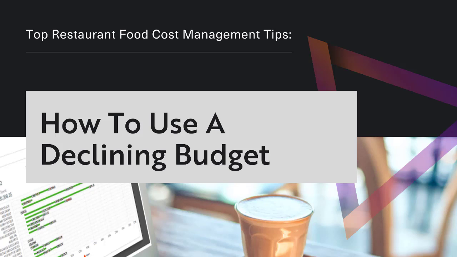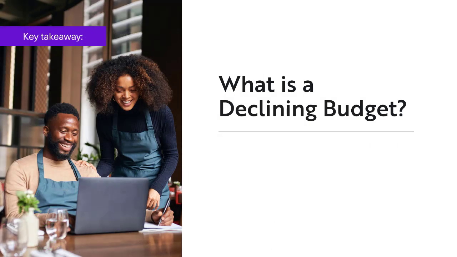Today, we're going to be discussing one of the most important tools in restaurant accounting, and this is going to help you effectively manage your food cost. It's a declining budget. And when used properly, a declining budget can be one of the best tools for stabilizing your costs as well as increasing your cash flow. So let's get started. What, in fact, is a declining budget?